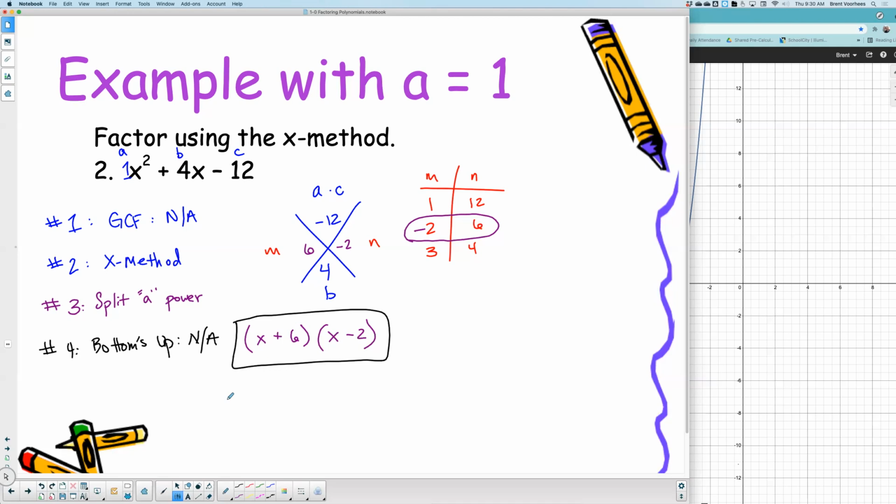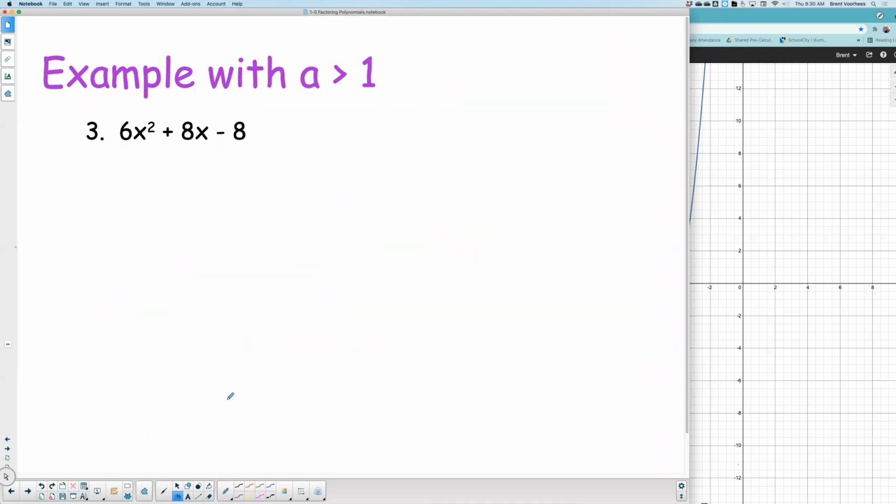I think I need to be following my own here, one more before I actually give you a DOL. So let's knock that out. Example 3 here.